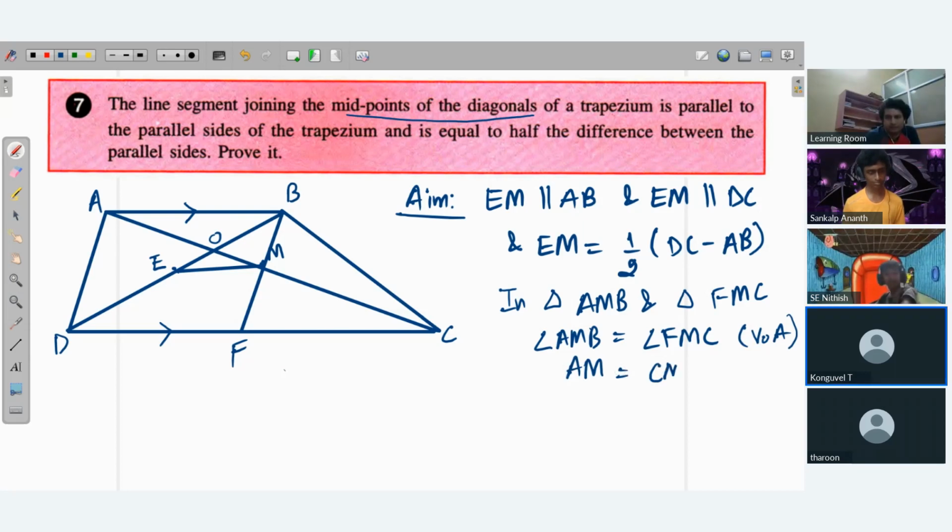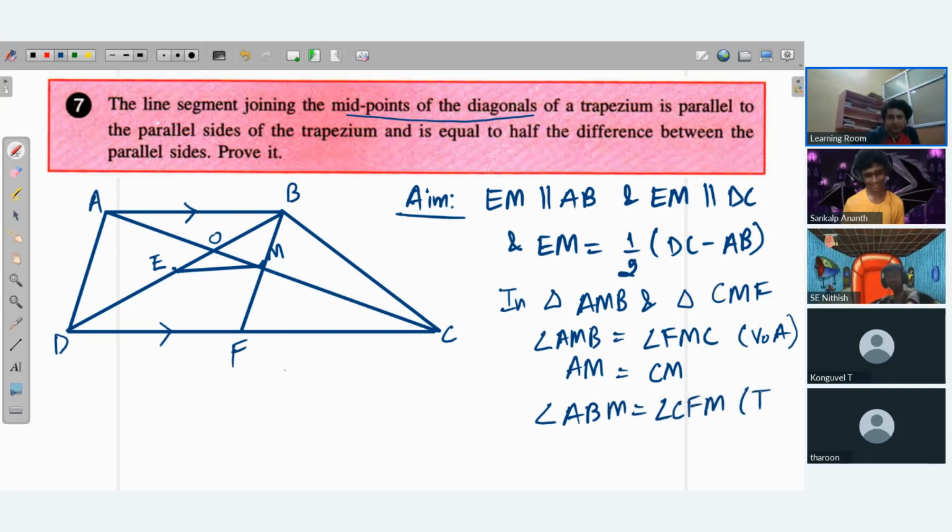AM is equal to CM, right? It's under transversal lines, because angle B and angle F are the same. But we have to prove FM is equal to MB. Yes, we'll do that. AM is equal to CM, and then angle ABM is equal to angle CFM because of the transversal. So angle side angle tells me that the triangles are congruent.